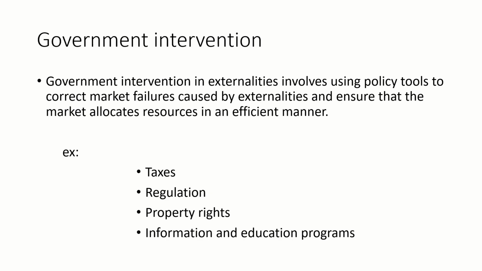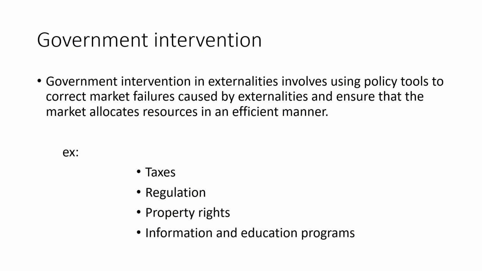Government intervention in externalities involves using policy tools to correct market failures caused by externalities and ensure that the market allocates resources in an efficient manner. For example, taxes. Governments can impose taxes on activities that generate negative externalities, such as pollution, to internalize the costs into market prices. This gives firms an incentive to reduce their negative impact, as they will face higher costs if they do not.